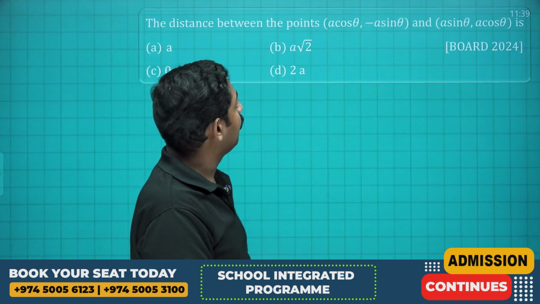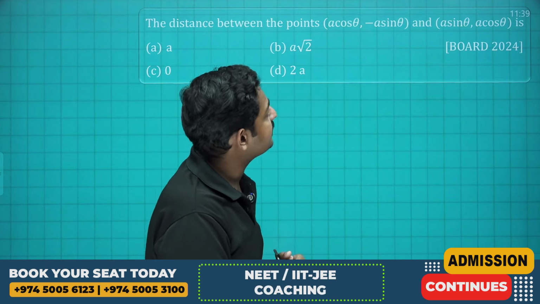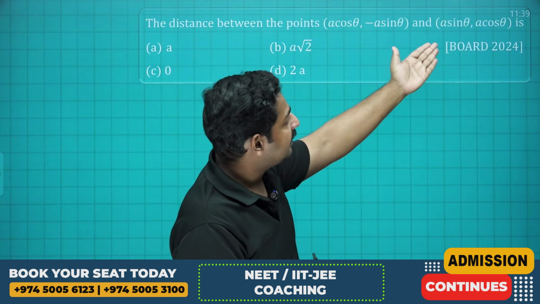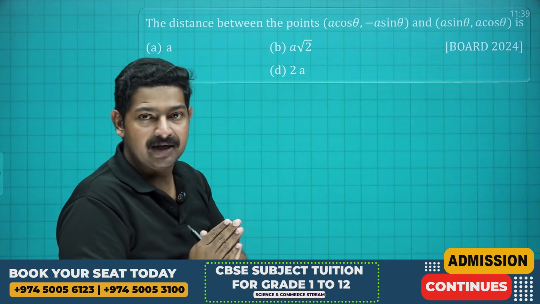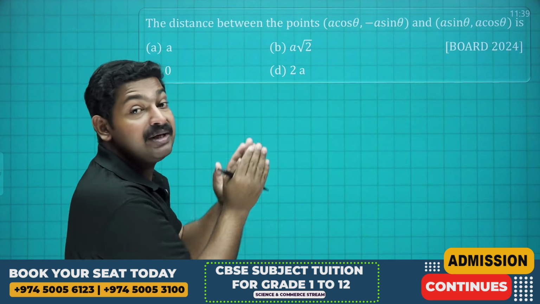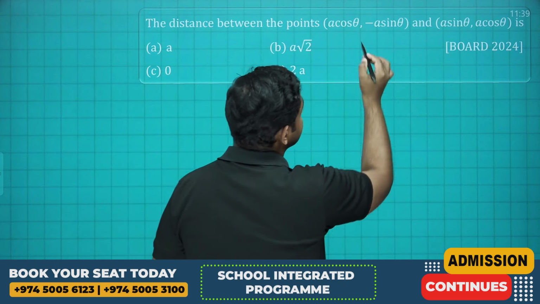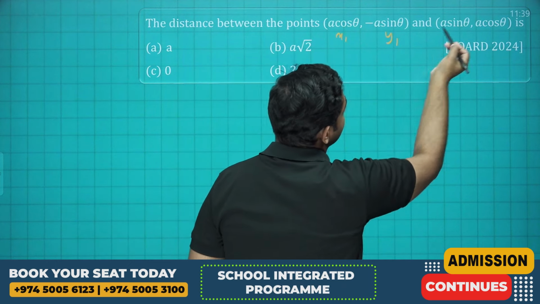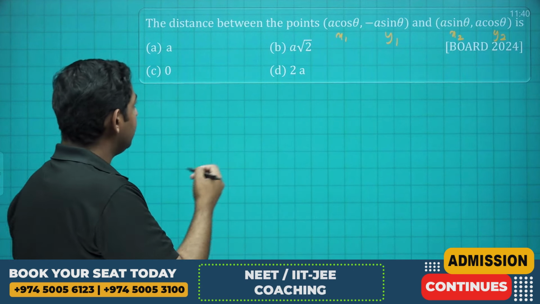The distance between the points, 2 points are given, a cos theta comma minus a sin theta and a sin theta comma a cos theta. So these are the 2 points, 2 coordinates given. We need to find out the distance between them. Okay, so to get the distance between them, we can take these coordinates as x1 y1 and this can be taken as x2 y2. Okay, how to find out the distance?